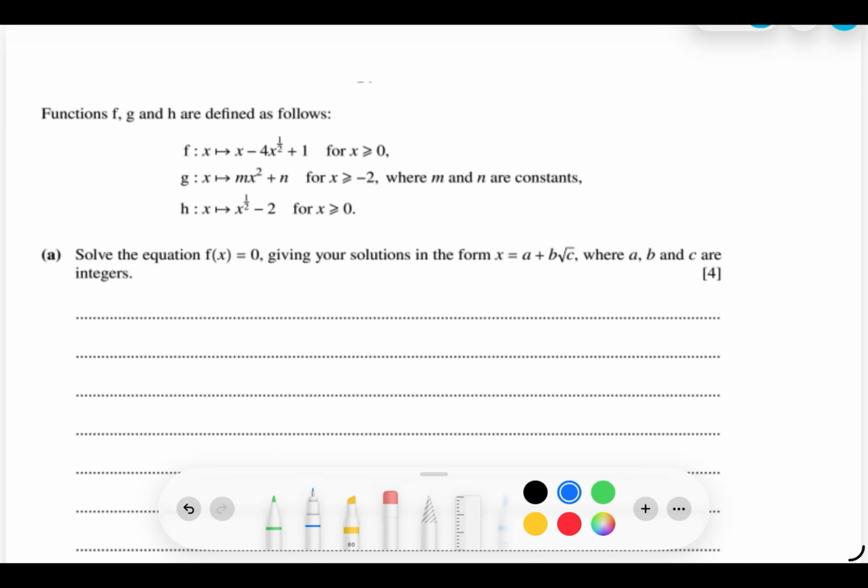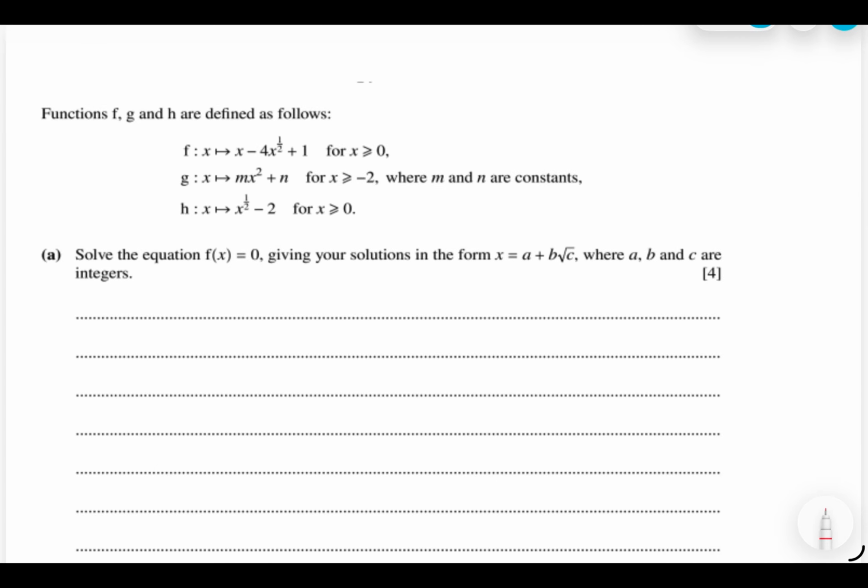Functions f and g are defined as follows, where m and n are constants. Solve the equation f(x) equals 0, giving your solutions in the form a plus or minus b root c, where a, b and c are integers. All right. So what we can do over here is, we know f(x) is x minus 4 root x plus 1. We have to equate it to 0.